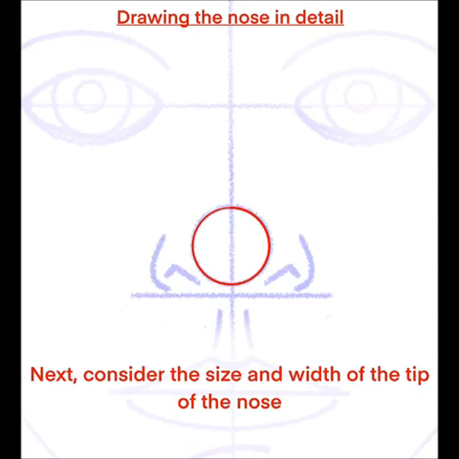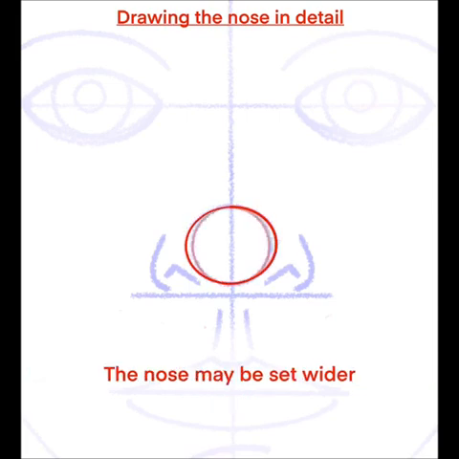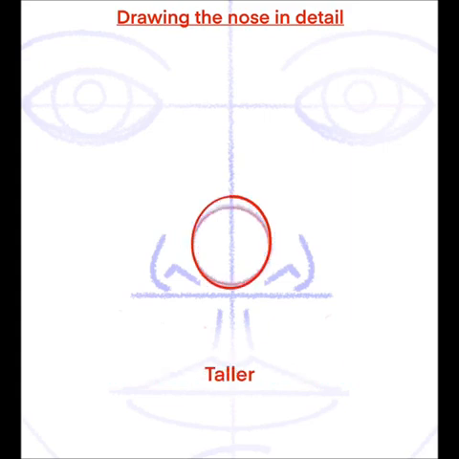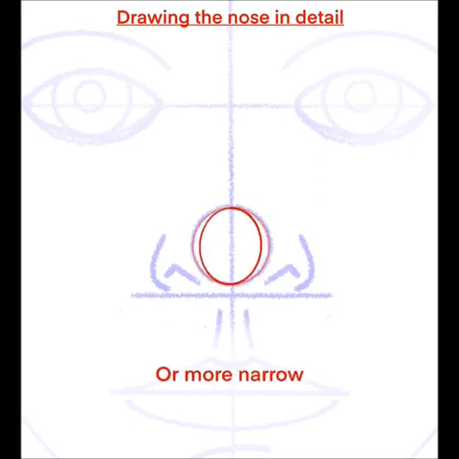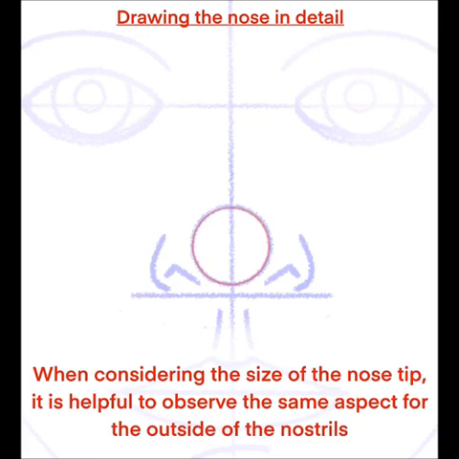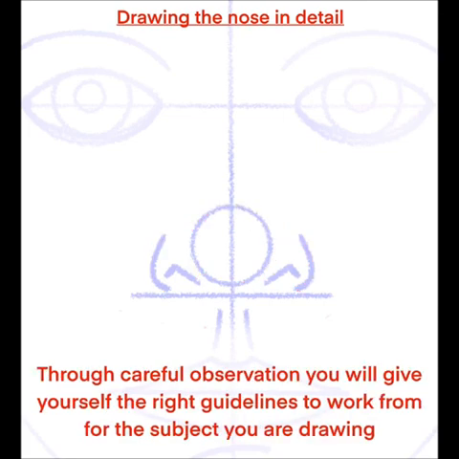Next, consider the size and width of the tip of the nose. The nose may be set wider, taller, or shorter, smaller, or more narrow. When considering the size of the nose tip, it is helpful to observe the same aspect for the outside of the nostrils. Through careful observation, you will give yourself the right guidelines to work from for the subject you are drawing.